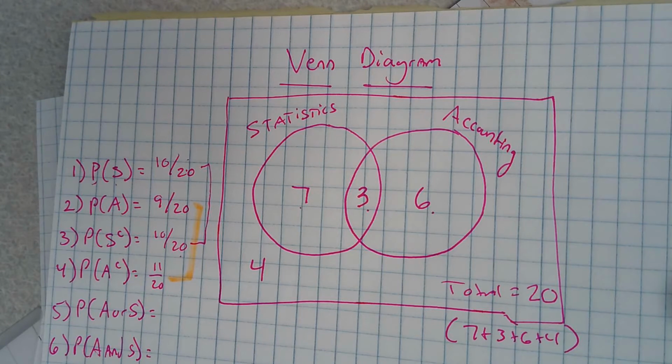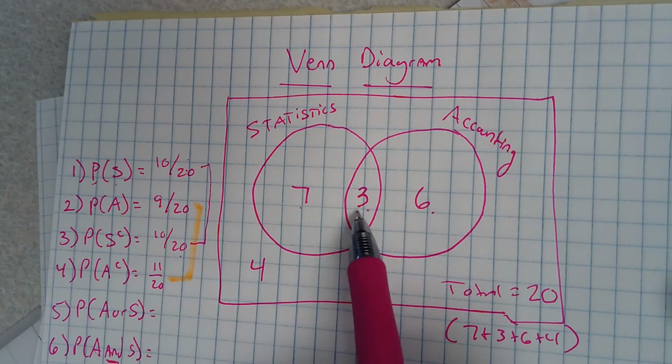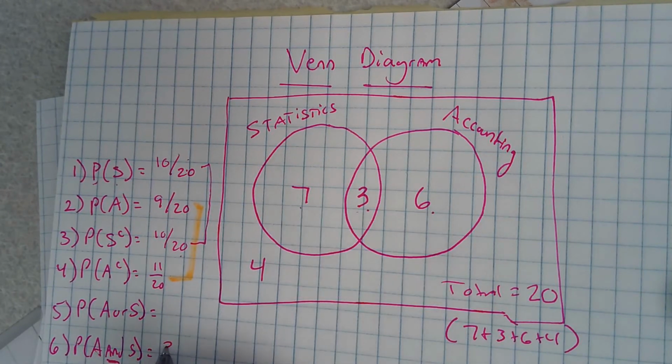Now the next two types of questions we have are what are called an "or" and an "and" question. We're going to take the "and" question first because that's the easier of the two. This is basically asking what people are taking a stats class and an accounting class at the same time. That's the intersection of the two circles, so that one would be 3 out of 20.